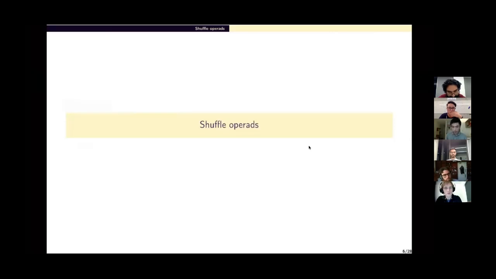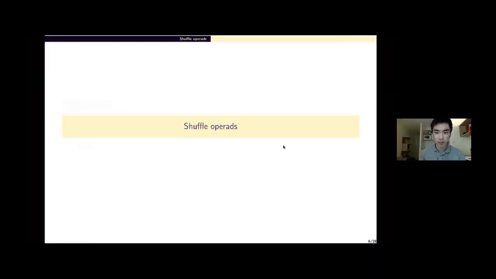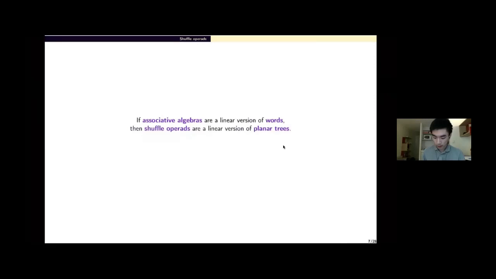First, the underlying algebraic object, which is shuffle operads. In my abstract, I mentioned symmetric operads, which are the original form of operads. But for rewriting purposes and time constraints, I will only talk about shuffle operads. The general idea is, if associative algebras are linear versions of words, then shuffle operads are linear versions of planar trees. And in fact, if you take a thread-like planar tree, that gives you exactly a word, so an element that could be part of an associative algebra.